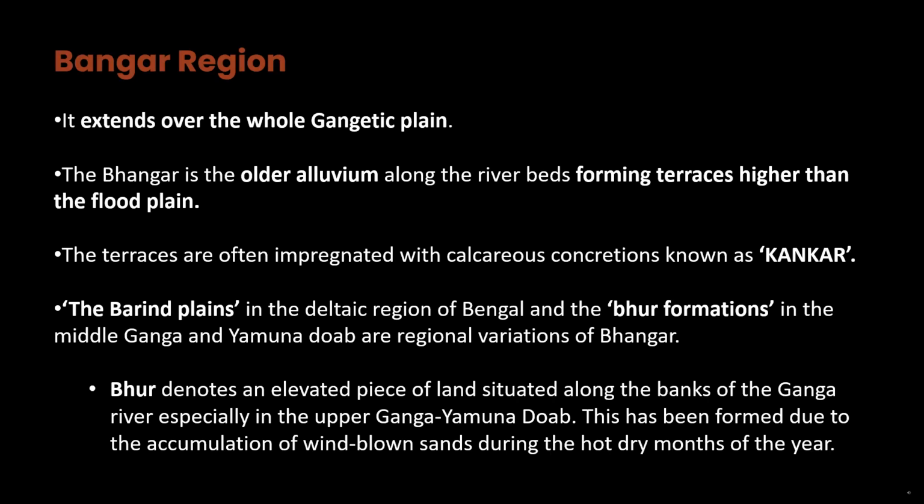Bangar region. It extends over the whole Gangetic Plain. The Bangar is the older alluvium along the riverbeds forming terraces higher than the flood plain. The terraces are often impregnated with calcareous concretions known as kankar. The Barind plains in the deltaic region of Bengal and the Bhur formations in the middle Ganga and Yamuna Doab are regional variations of Bangar. Bhur denotes an elevated piece of land situated along the banks of the Ganga River, especially in the upper Ganga-Yamuna Doab. This has been formed due to the accumulation of wind-blown sands during the hot dry months of the year.